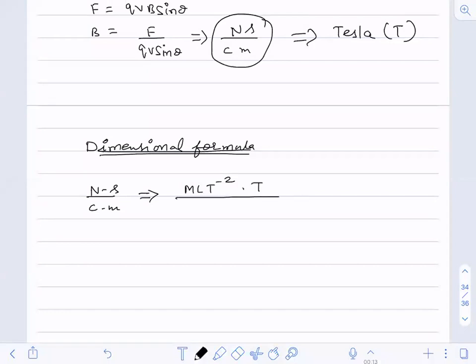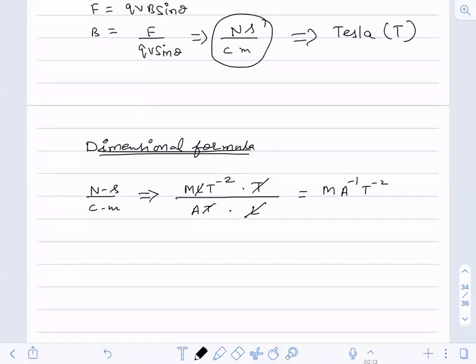Now for coulomb, what will I write? For coulomb, I will write A into T, and for meter, I will write L. So now L gets cancelled, and this T and this T get cancelled. So I have now M A inverse T to the power minus 2.